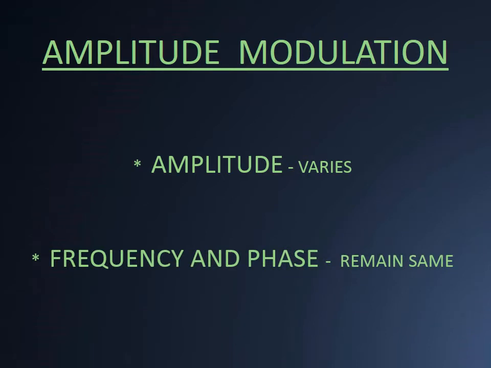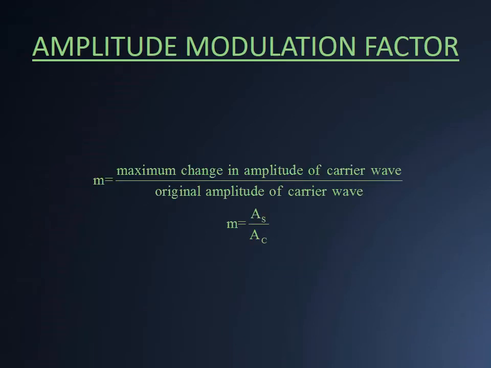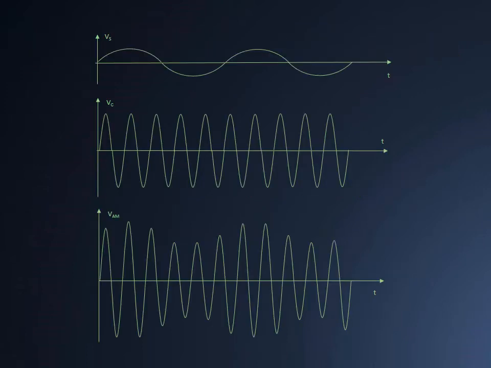amplitude modulation. The ratio of maximum change in carrier wave amplitude to the original value of carrier wave amplitude is called amplitude modulation factor. Now the change in carrier wave amplitude can't be greater than signal amplitude, so amplitude modulation factor can be expressed as the ratio of signal amplitude to the carrier wave amplitude.